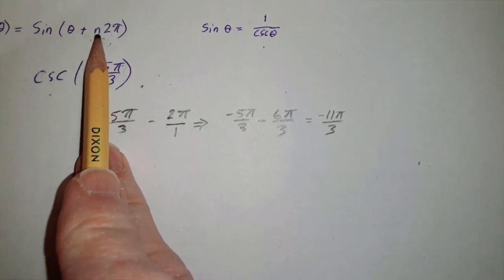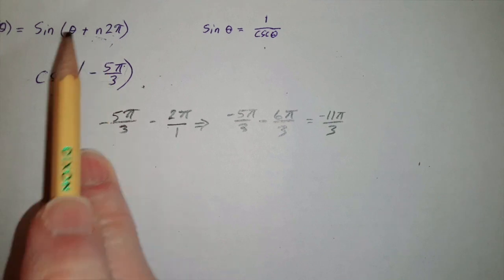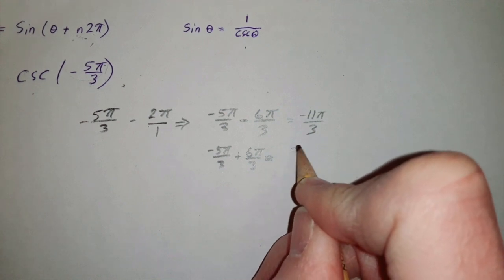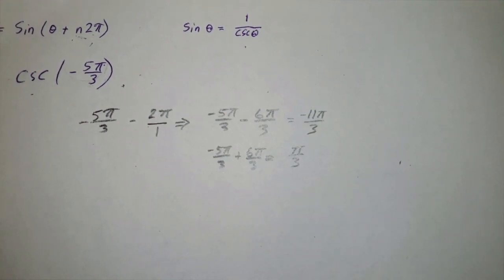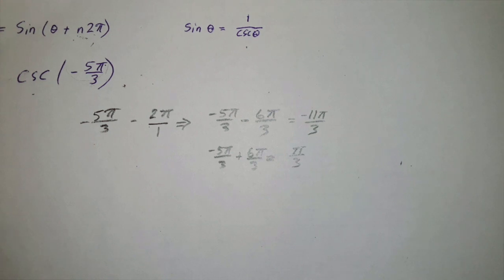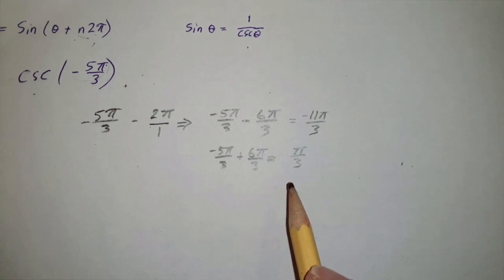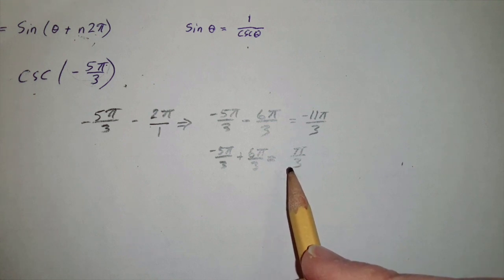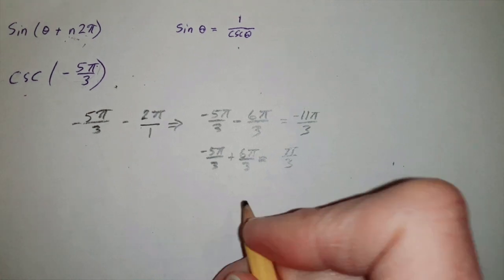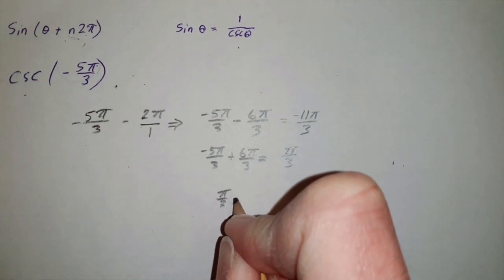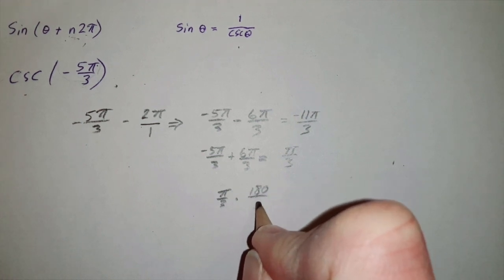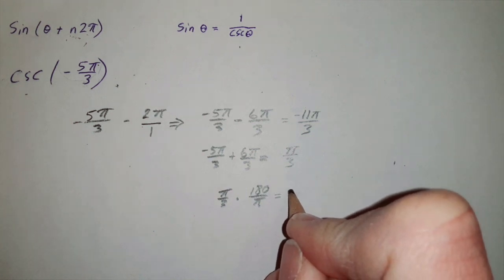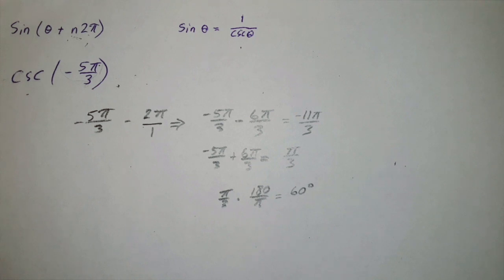So I'm going to use the idea that maybe this n is a negative and not a positive, and so I'm going to add 2 pi. And when I look at that, that gives me pi thirds. Now, pi thirds is something that I recognize. If we convert this to degrees, the conversion factor is 180 over pi. So we're looking at 60 degrees here.